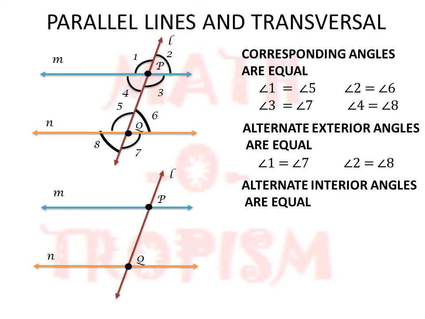So here when we are considering alternate interior, then we are considering the angles in between the lines, that means 3, 4, 5 and 6, but on either side of the transversal. So if we take for the line M to the left of the transversal, we will be taking an angle which is to the right of the transversal for line N. So here angle 4 will be equal to angle 6 and angle 5 will be equal to angle 3.